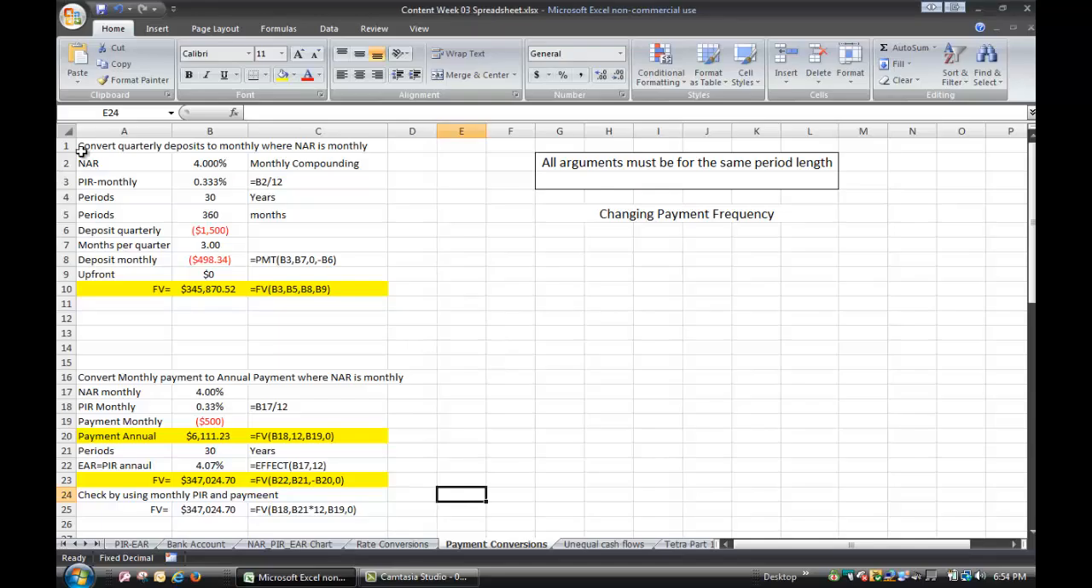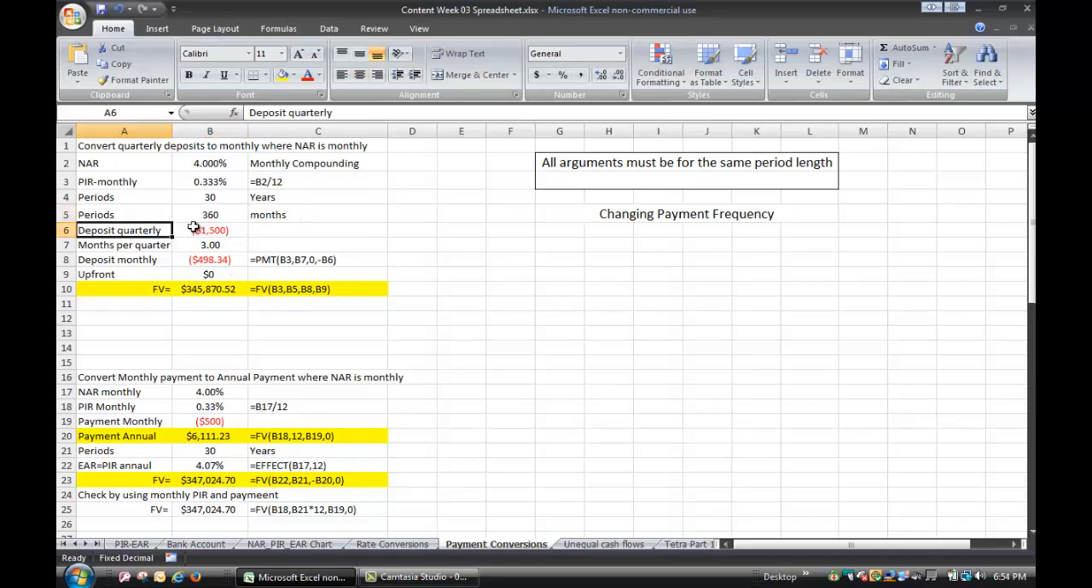So the first example here, convert quarterly deposits to monthly, and the NAR is monthly. It's going to be a 4% NAR. The quarterly deposits are $1,500 every 3 months. Months per quarter is 3. For 30 years, we want to find the future value, so we're going to be working with months here, and that's 360 months.